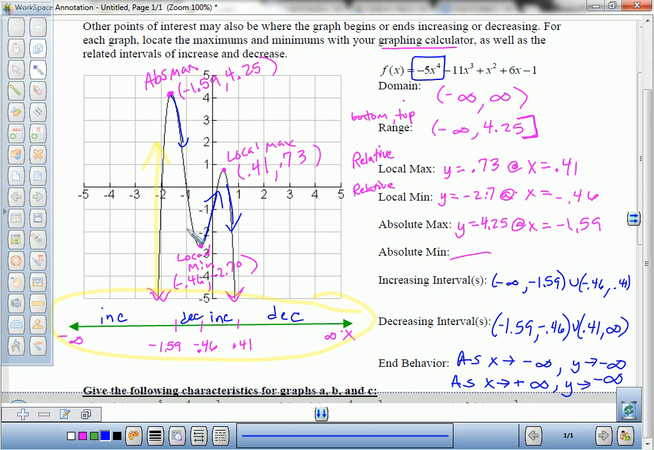All right, any questions? Yes, sir. Can you show us how you do it, just looking at the degree and the leading coefficient? Sure. Because the degree is even and it has a negative leading coefficient, we know that it will fall to the left and fall to the right. So both of those approach negative infinity. Negative infinity, negative infinity.